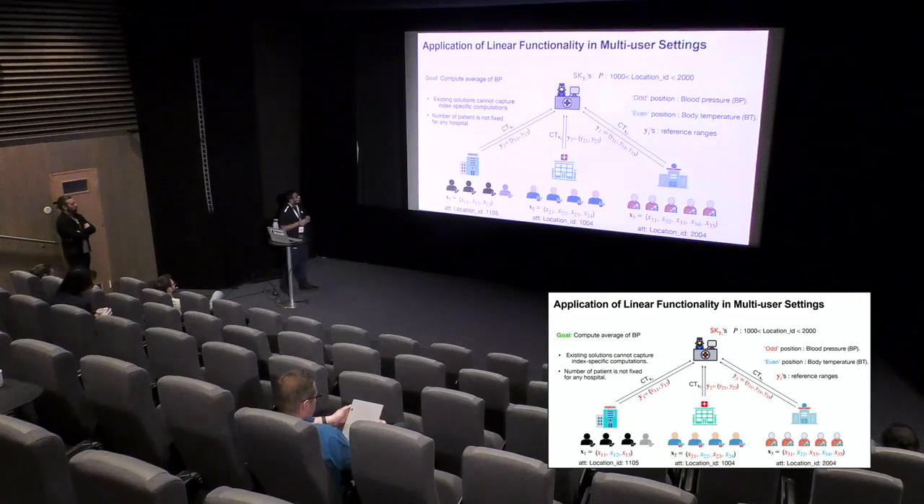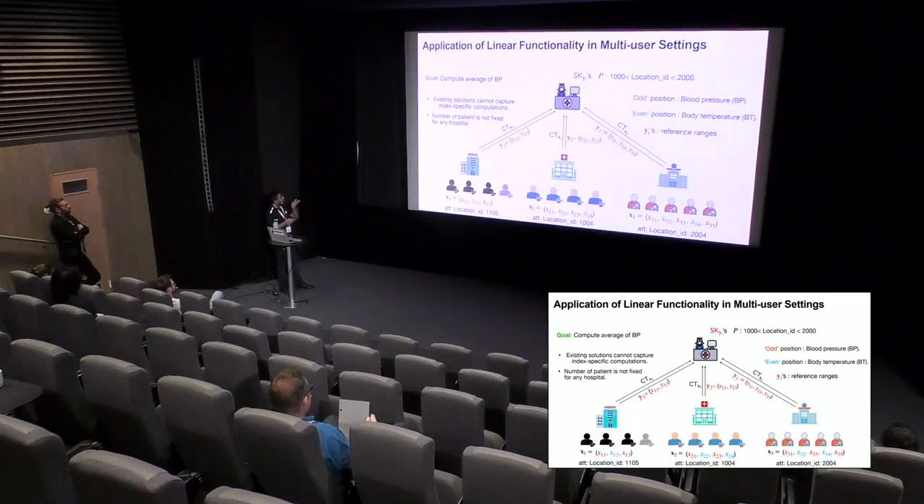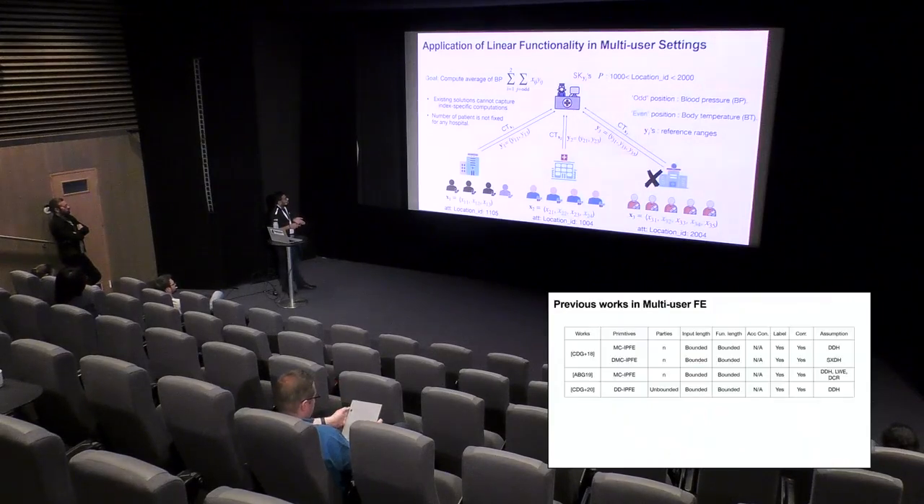Additionally, for more fine-grained access control, each user's data might correspond to an attribute, and the data is only used if specific policies are satisfied. In this example of average blood pressure computation, the attribute can be the location of the hospital, and the policy P here filters the data. The existing multi-user FE does not capture such application scenarios.